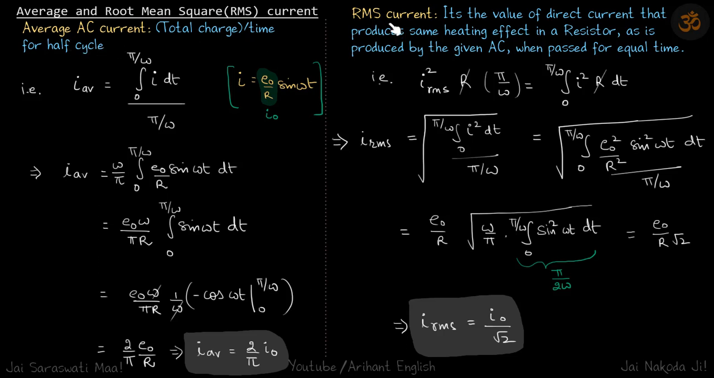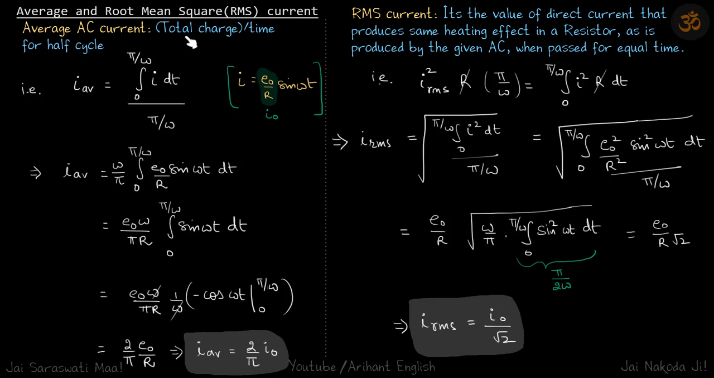And RMS current is the value of direct current that produces the same heating effect in a resistor as is produced by a given AC when passed for equal time. So you can think like that: if you pass an AC current for 10 minutes, whatever heat is generated, if that heat is equal to what you get by passing some DC current for 10 minutes also, then what shall be that value of DC current? That is the RMS current of the AC source.